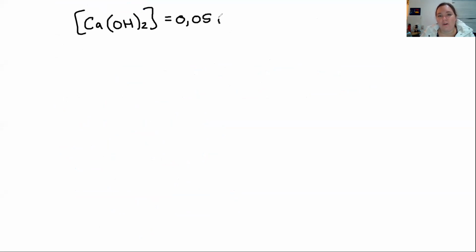So the example of where it isn't necessarily going to work out is if I have, for example, calcium hydroxide. And I tell you that the concentration of calcium hydroxide, remember square brackets is concentration, is 0.05 moles per decimeter cubed. And I ask you to calculate the pH. Please, this is very shorthand, but you can figure out what I'm doing. So I ask you to calculate the pH.